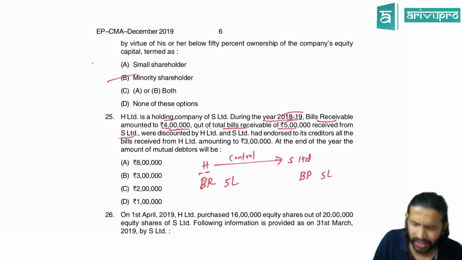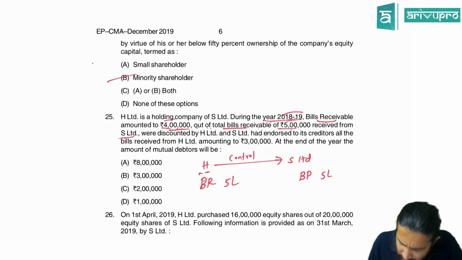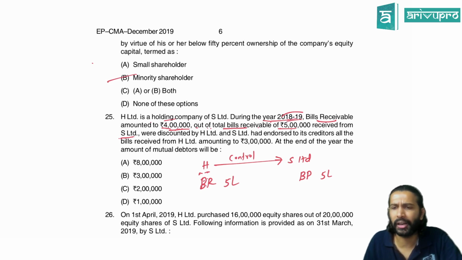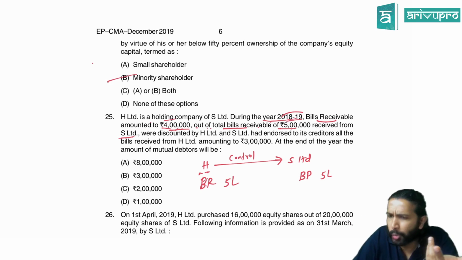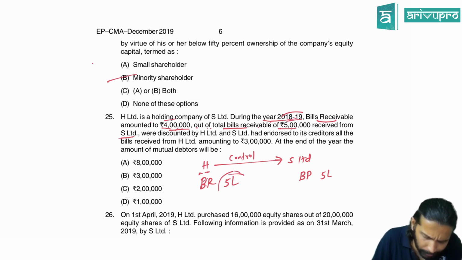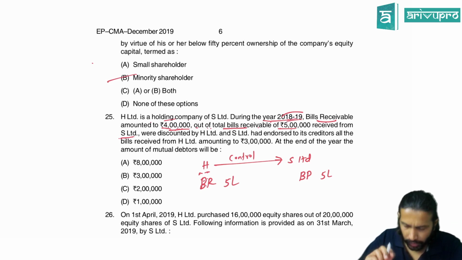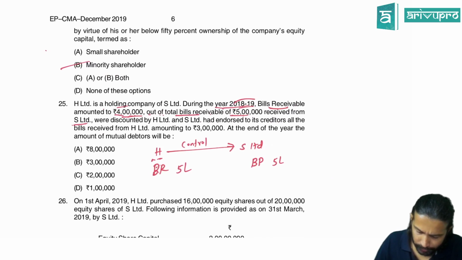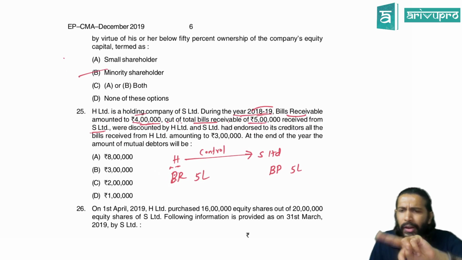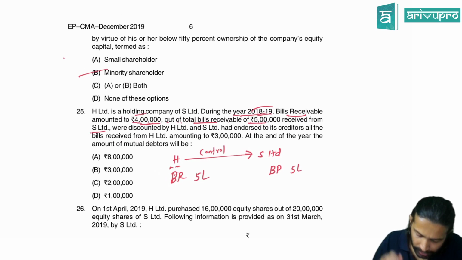Bills receivable is an asset. It will have a debit balance. Bills payable is a liability. It has a credit balance. Consolidation means you are just adding up the companies' balance sheets. This debit, that credit, when you add, they obviously get nullified. So far, I think this is what we understood: these transactions should get nullified when you prepare consolidated financial statements.